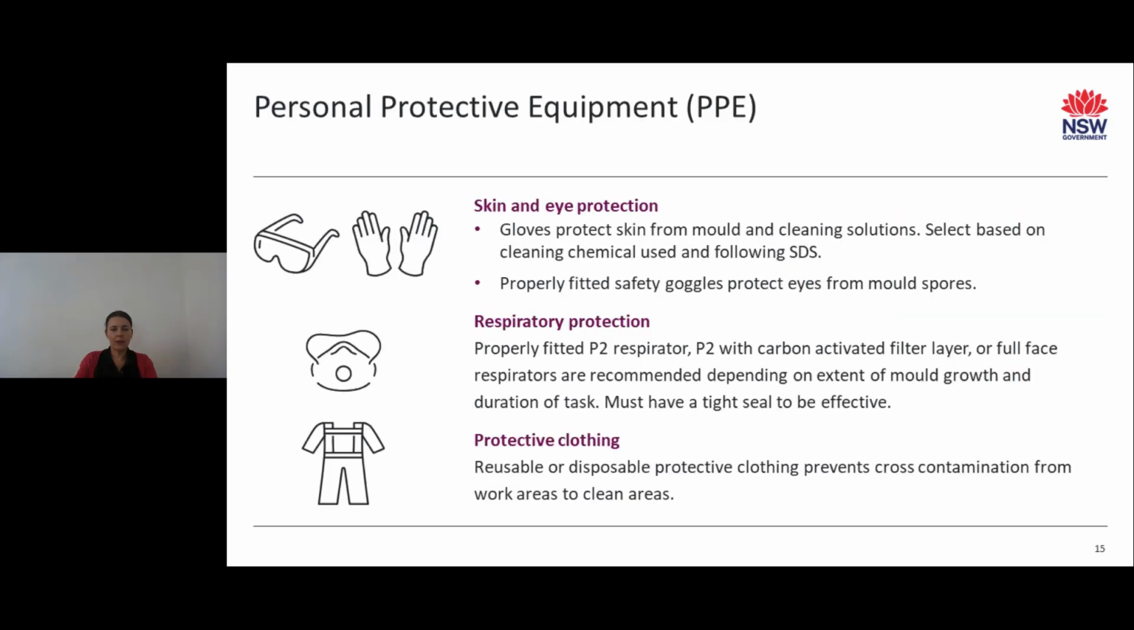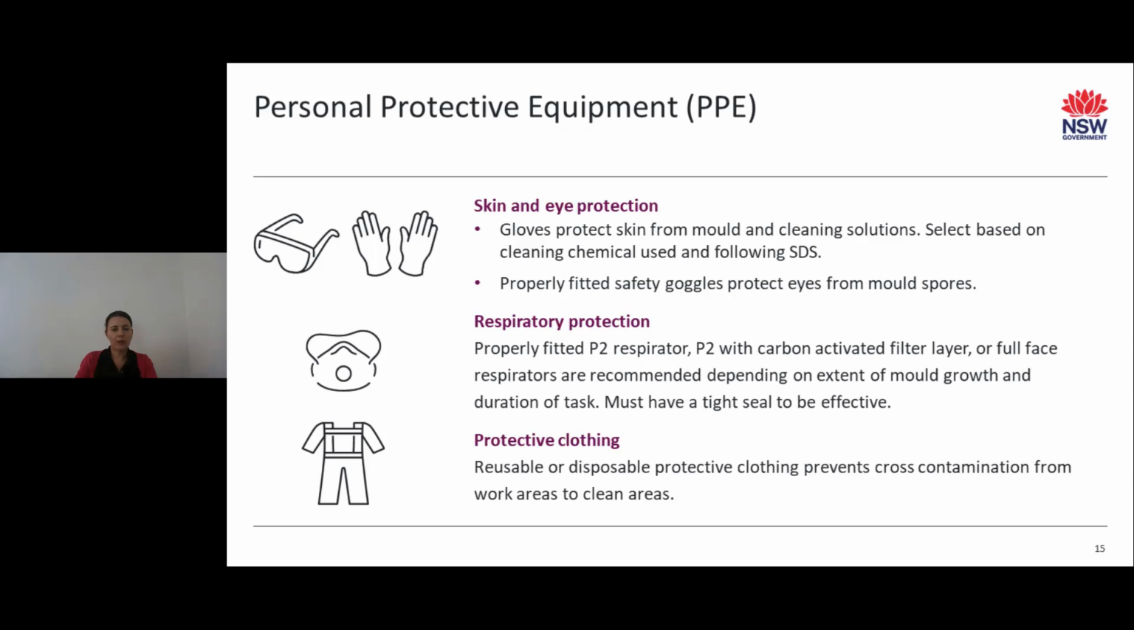Personal protective equipment, or PPE, was mentioned in the previous slide and is any clothing or equipment a worker uses for protection to minimise their exposure to hazards at the workplace, such as goggles, disposable overalls, P2 masks or respirators. As a PCBU, you should always consult with your workers when selecting PPE. When PPE is used at the workplace, a PCBU must provide the PPE to their workers and must not charge them for using this equipment.